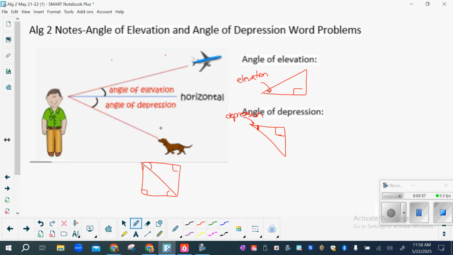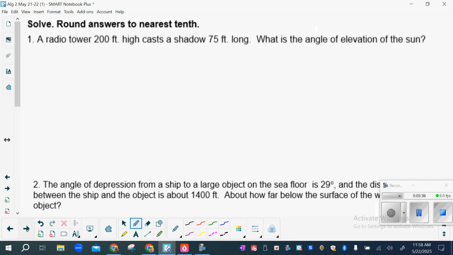So let's do some word problems. A radio tower 200 feet high casts a shadow 75 feet long. What is the angle of elevation of the sun? Okay, so first of all, where is a shadow? Is a shadow up above or is it on the ground? It is on the ground. Okay, so anytime it's talking about a shadow, it's going to be on the ground.